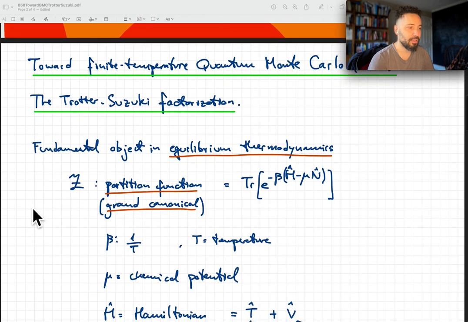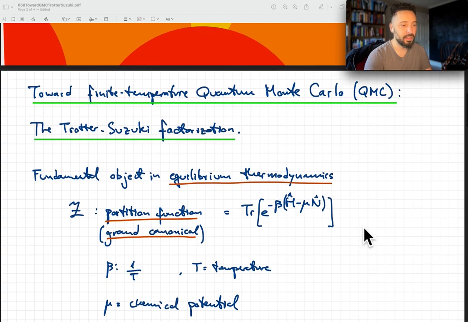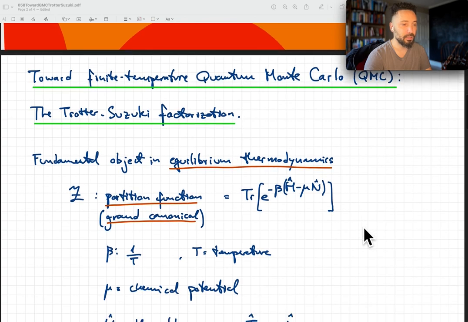The fundamental object in equilibrium thermodynamics, which is the goal of this series, is the partition function. In our case, it will be the grand canonical partition function. And by the way, when I say that we're starting this series on quantum Monte Carlo, I'm going to focus on finite temperature quantum Monte Carlo, but a lot of what we're seeing is going to be applicable to zero temperature or ground state calculations as well.